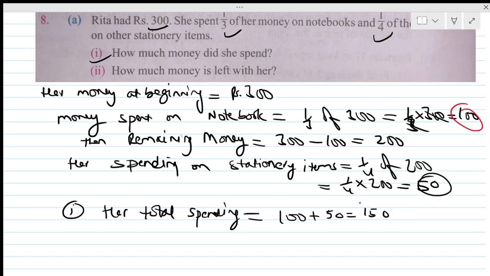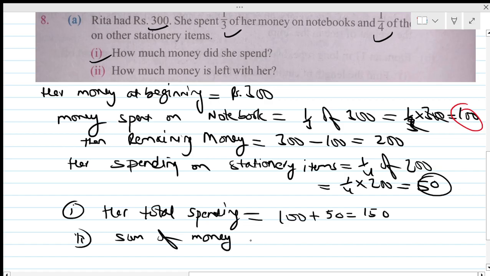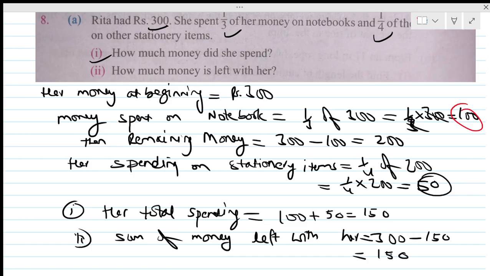So what is the balancing amount? That will be the final remainder or final leftover with her. For the second question, how much money is left with her? She had rupees 300 at the beginning and she spent rupees 150 in total. So 300 minus 150 is 150. So she has finally 150 rupees remaining with her. So that was 8 number A, and I move on to 8 number B.